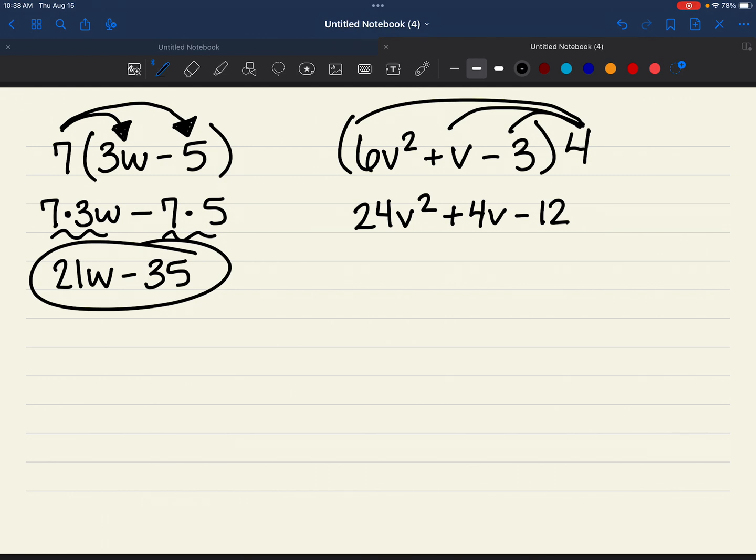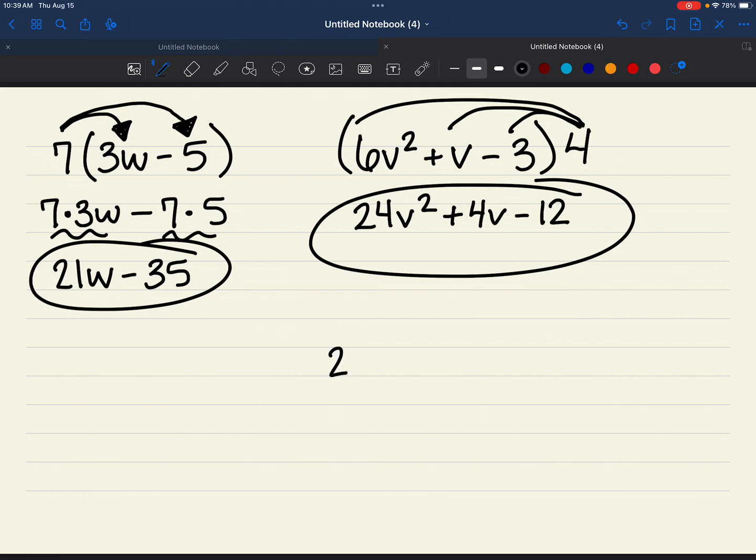Okay? Can I combine any of these terms together? No, right? Because I have a v squared, a v, and then nothing. So I don't have any like terms here. Okay? We feel okay with that? Okay, one more example on this, and then I'm going to show you our last type of problem that you're going to see. Okay? Let's do here.